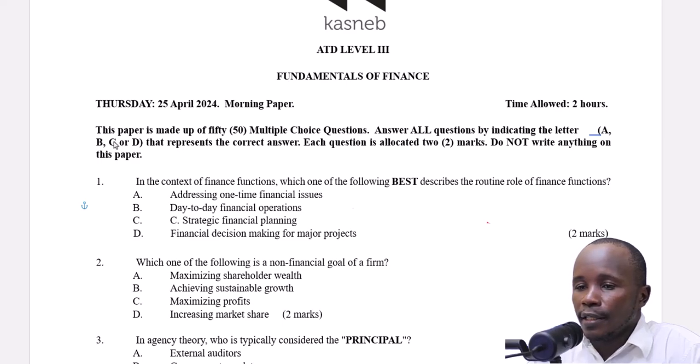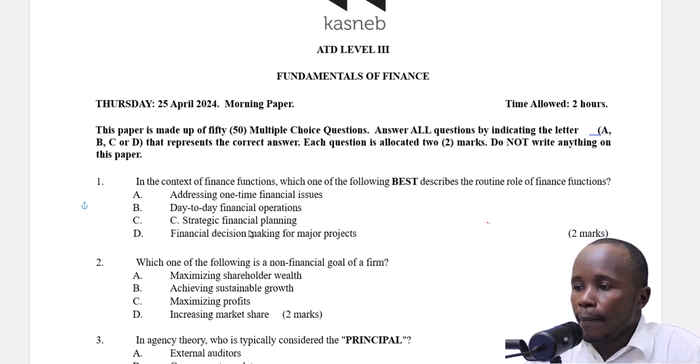First, you are told that this paper is made up of 50 multiple choice questions. Answer all questions by indicating the letter A, B, C, or D that represent the correct answer. Each question is allocated 2 marks. Do not write anything on this paper. So during your exam, you are not allowed to write your workings on the question paper, and you should be having your workings elsewhere. Then you transfer your correct answer here.